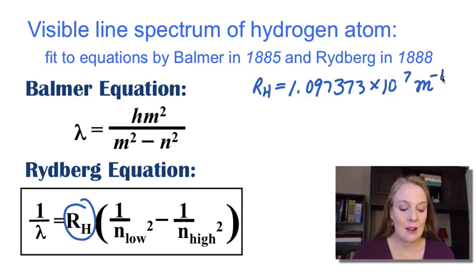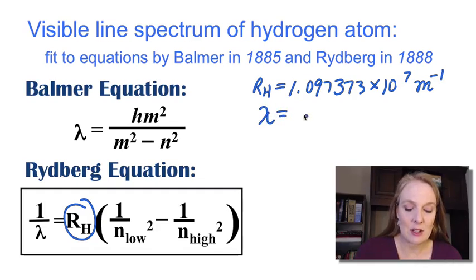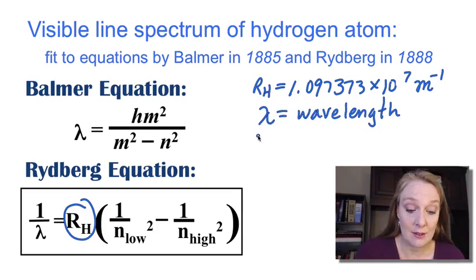And again, we have wavelength in the equation, don't we? Just like we did in the Balmer equation. And we have integers, n.